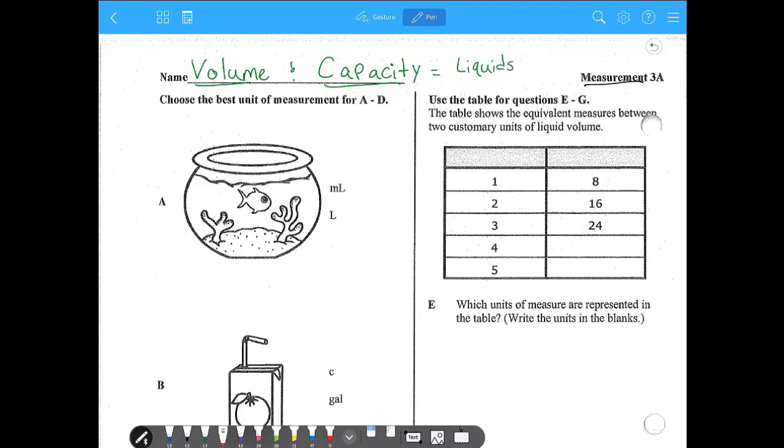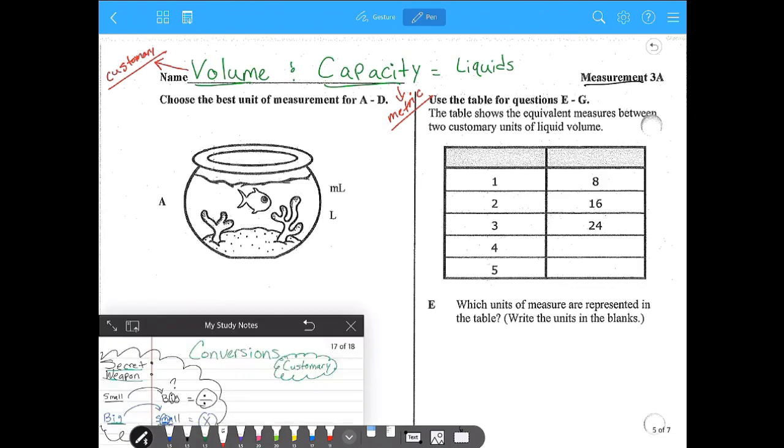Now volume has to do with the customary system. That means the customary system will have the gallons, the pints, the ounces, the quarts. Capacity has to deal with the metric system, which has to do with the milliliters and the liters. Okay, so hopefully you look at the other video and the other anchor charts that I put, and be sure you put those notes in your journal, because that's what's going to help you for this one.